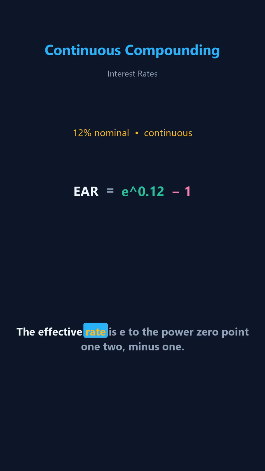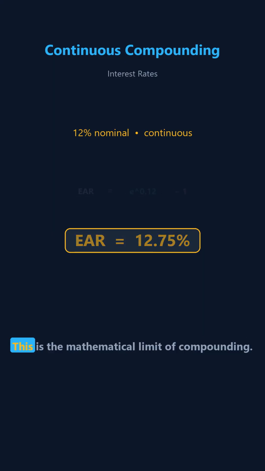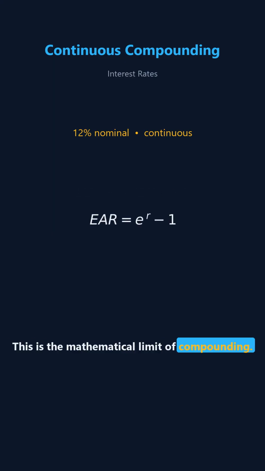The effective rate is e to the power 0.12 minus 1. That equals 12.75%. This is the mathematical limit of compounding.